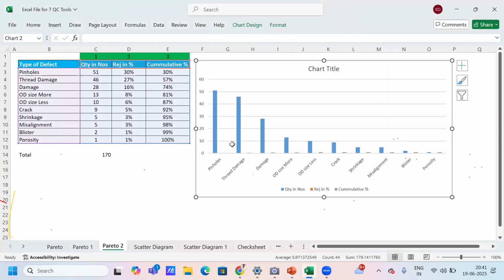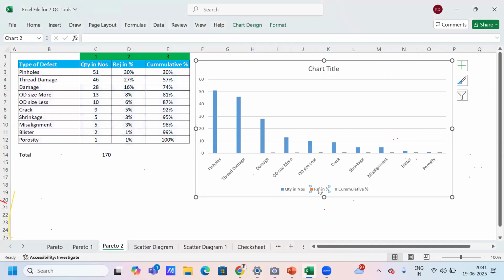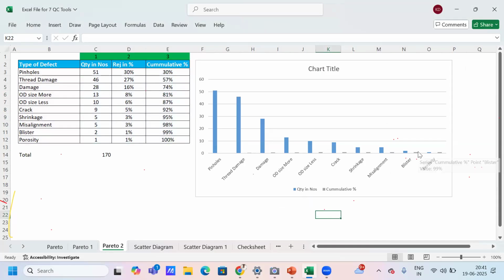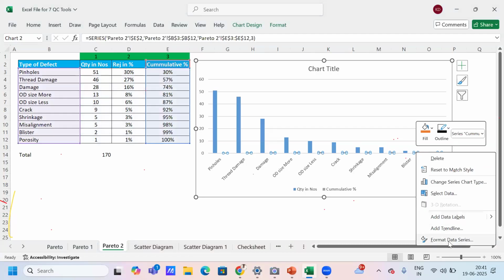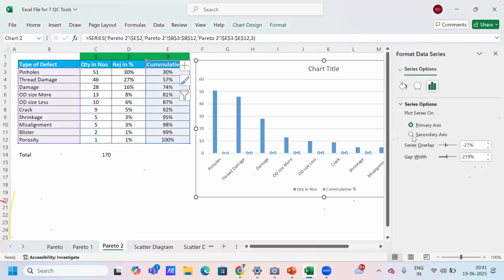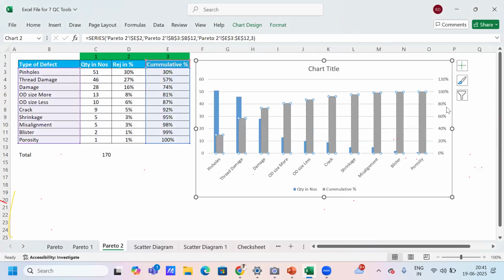So we calculated cumulative as well as the rejection percentage. For example, I don't need the rejection right now, so I can delete rejection. I only need cumulative. Now these are the cumulative percentages and these are very small. So I will right click here, format data series, and I can plot secondary axis. Okay, so this is the secondary axis, and I selected this secondary axis.